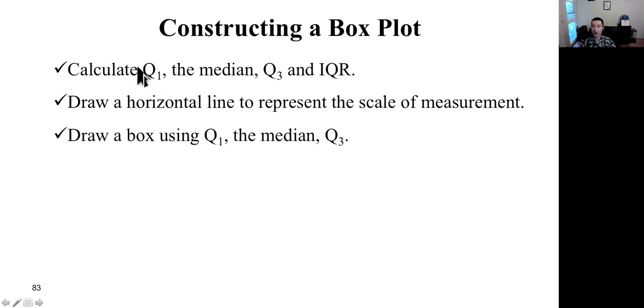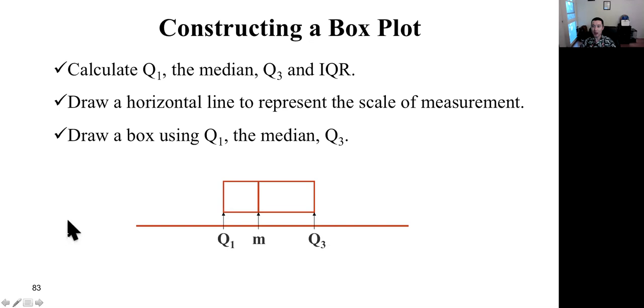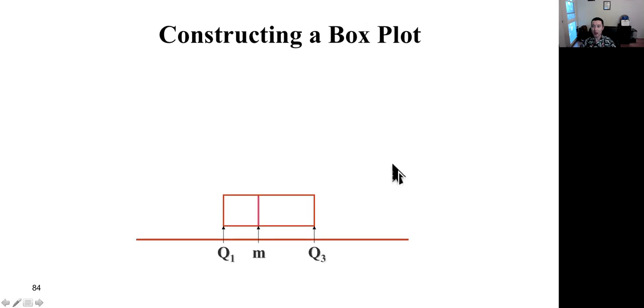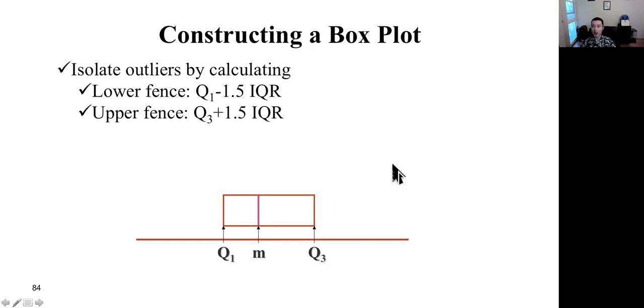First step, find Q1, the first quartile, the median, and Q3, the third quartile, and also the interquartile range, the IQR. Okay. Then we draw a horizontal line to represent the scale of the measurement. Okay, this is Q1, this is the median, this is Q3. And then we draw a box based on Q1, the median, and Q3, like this. And then we should draw the outliers and the whiskers.